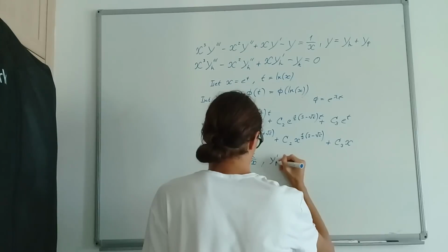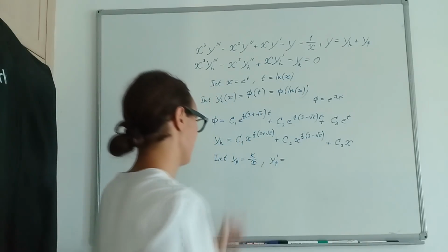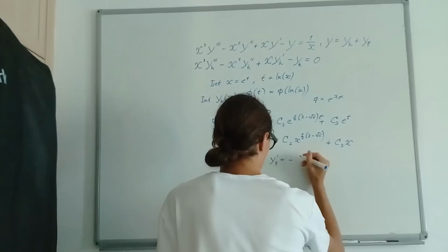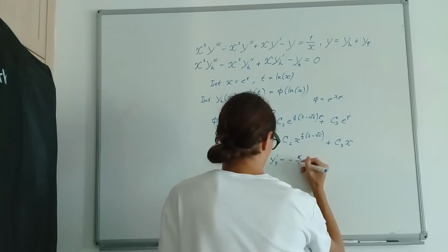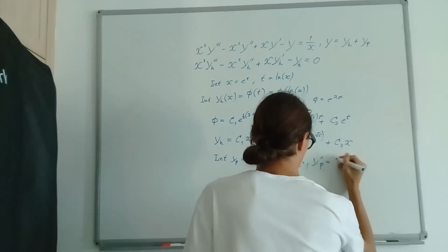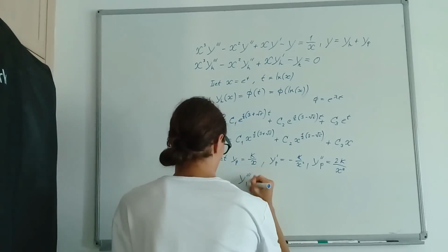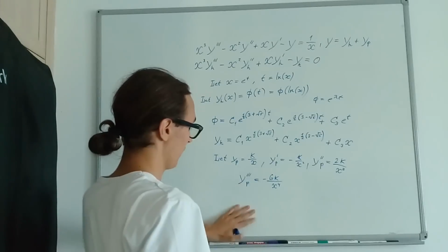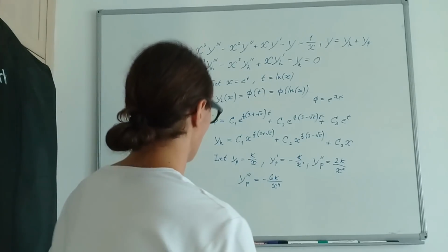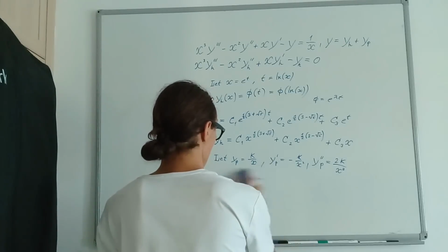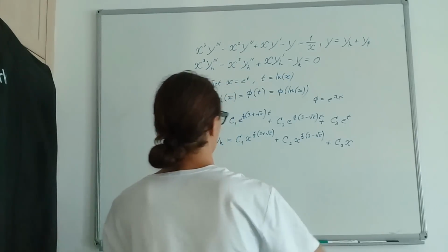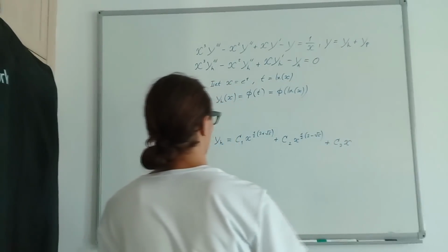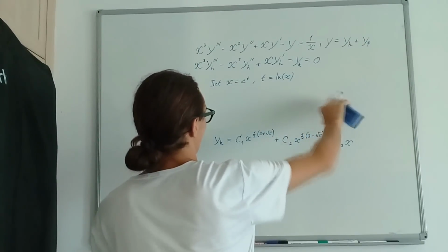So y prime p is, again, the k is just a constant, so we're basically just taking the derivatives of 1 over x. So minus k over x squared. y double prime p is now positive 2k over x cubed, and y triple prime p is multiplied by minus 3, so minus 6k over x to the 4th. Cool. So, substitution. And that's easy to remember, so we don't need that anymore.